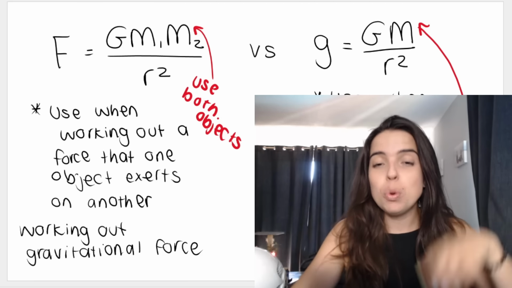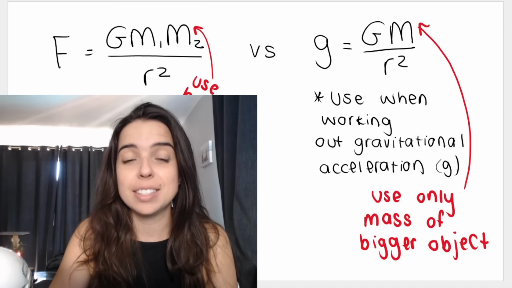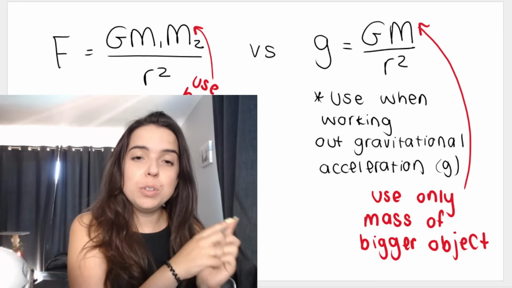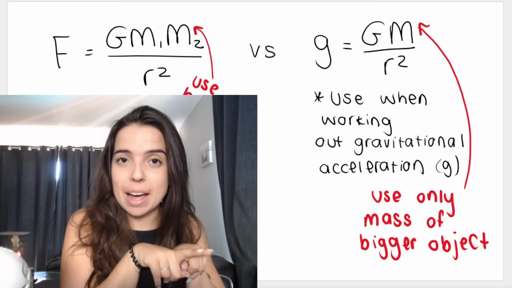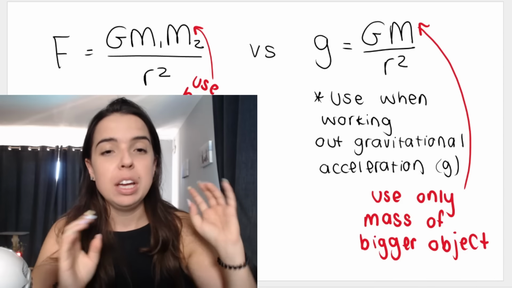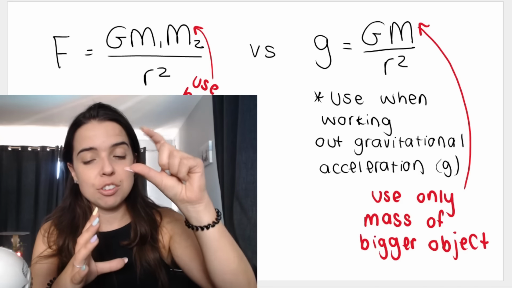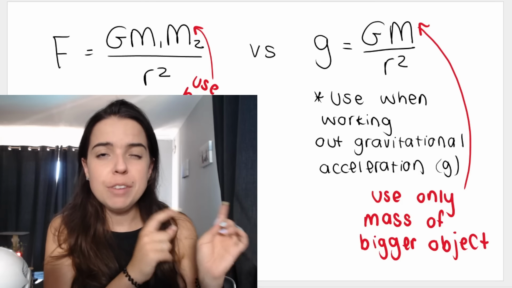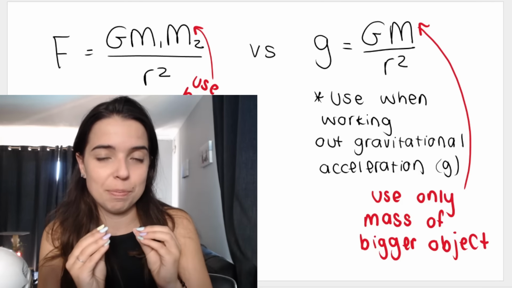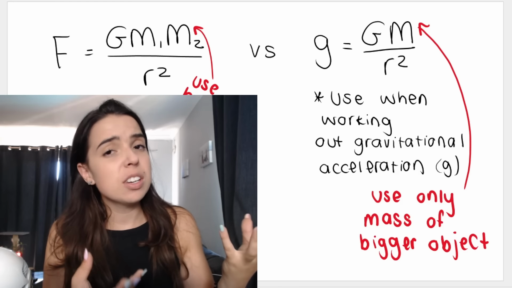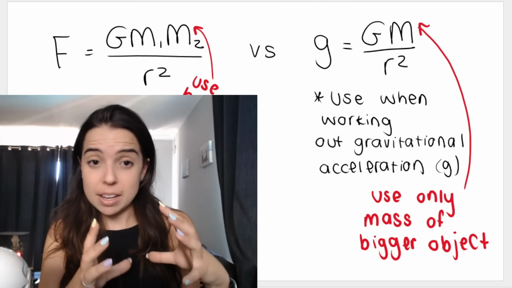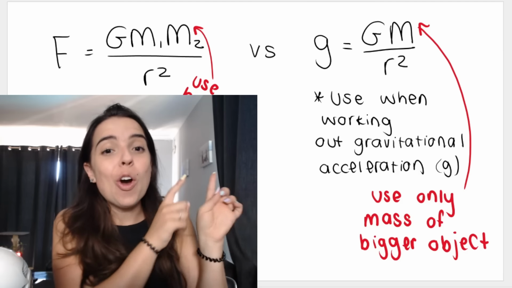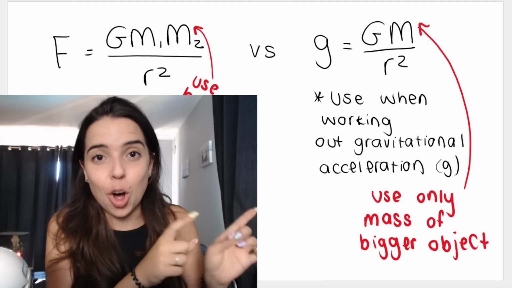The one above we use in order to work out gravitational acceleration, which is g. That's measured in meters per second per second. And when we use this formula, we only use the mass of the bigger object. So for example, if you have Mars and you have an astronaut standing on the planet of Mars, and they want to know g for Mars. Remember, g for Earth is 9.8 meters per second squared. But if they want to know what is the gravitational acceleration for Mars, and they give you the mass of Mars, and they give you the mass of the astronaut, we don't care about the mass of the astronaut. We only care about the mass of the bigger object.